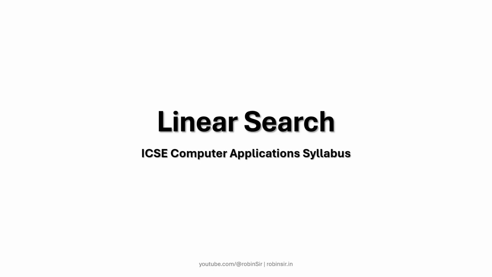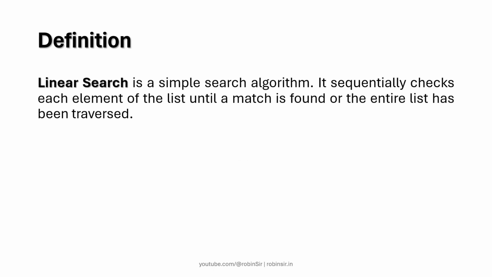This is a part of the ICSE computer application syllabus. So, what is a linear search? Linear search is a simple search algorithm. It sequentially checks each element of the list until a match is found or the entire list has been traversed.